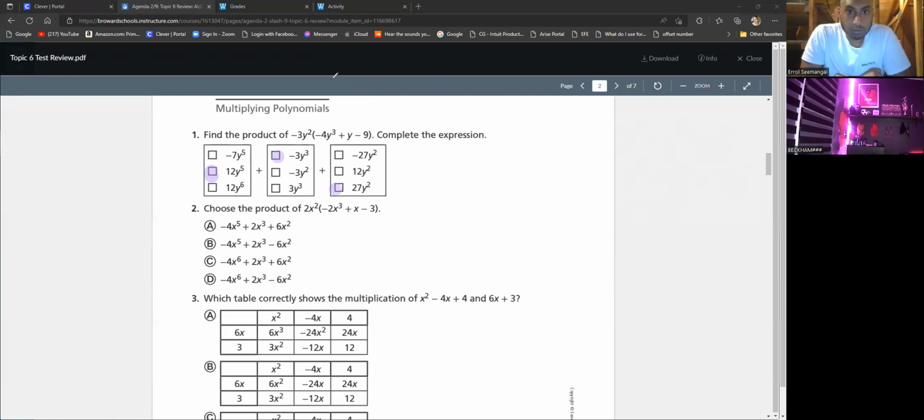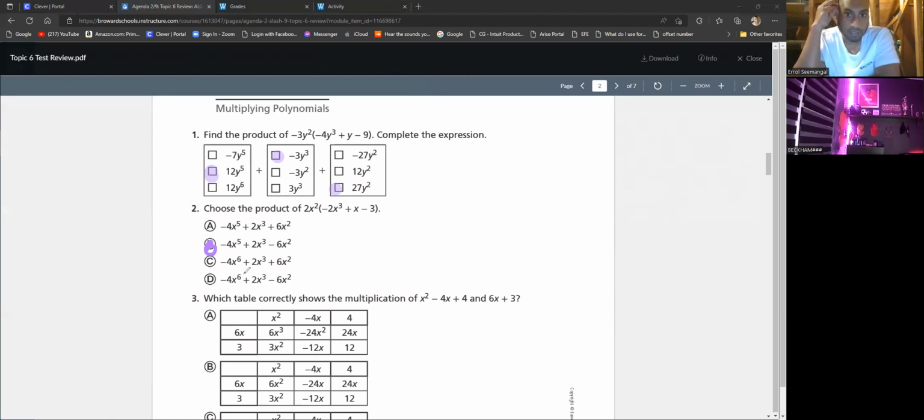Good. Plus 27. Yeah, that's right. Okay, number 2, choose a product of that. 1 and 2 are similar. How'd you know it was that fast? Multiplication. Add the exponents. Okay, yes, that one's right.